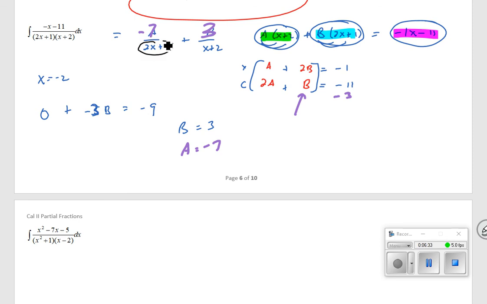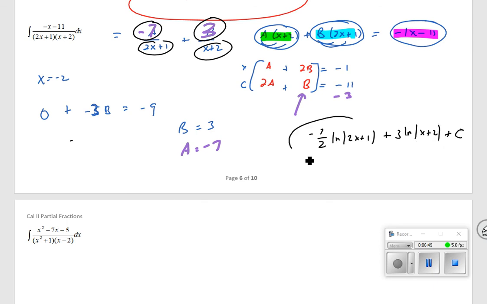If that's u, that's negative 7/2 of a du. If that's u, that's 3 du's. Plus a constant. Y'all remember my waitress? Plus a constant.